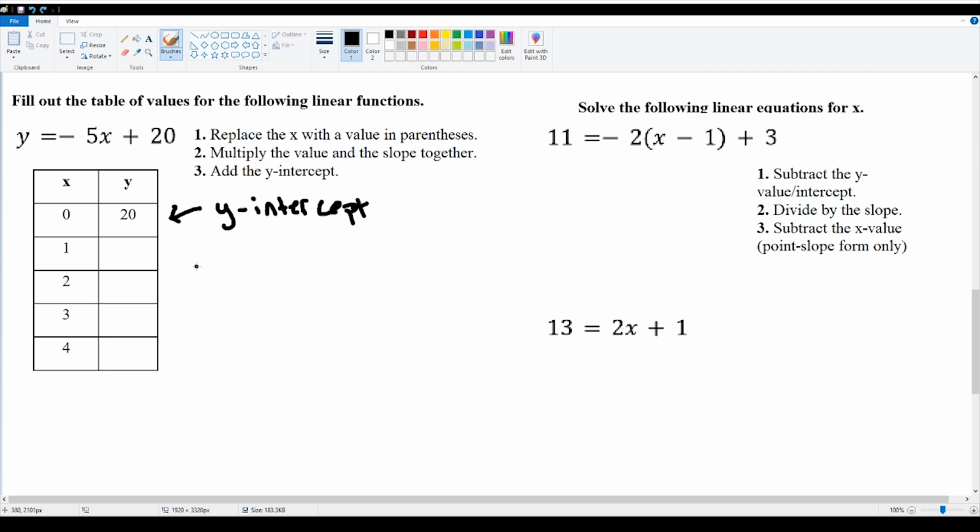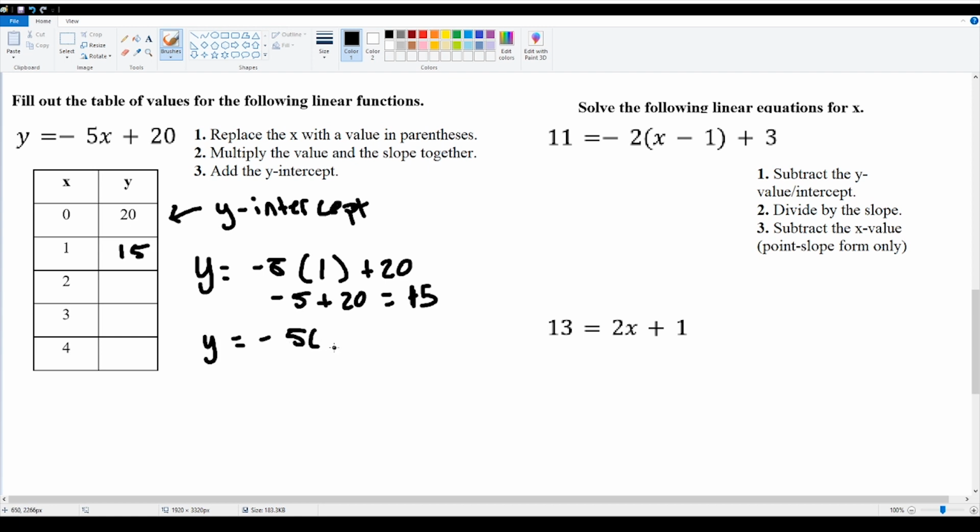So let's look at some examples here. I could start by doing y equals -5 times 1 plus 20. That would be -5 plus 20, or positive 15 rather. For 2, we would have y equals -5 times 2 plus 20. That would be -10 plus 20, or positive 10. And you could continue this pattern. -5 times 3 is -15, plus 20 is 5. And -5 times 4 is -20, plus 20 is 0. So we just want to do that for each of the tables to get them all filled out.